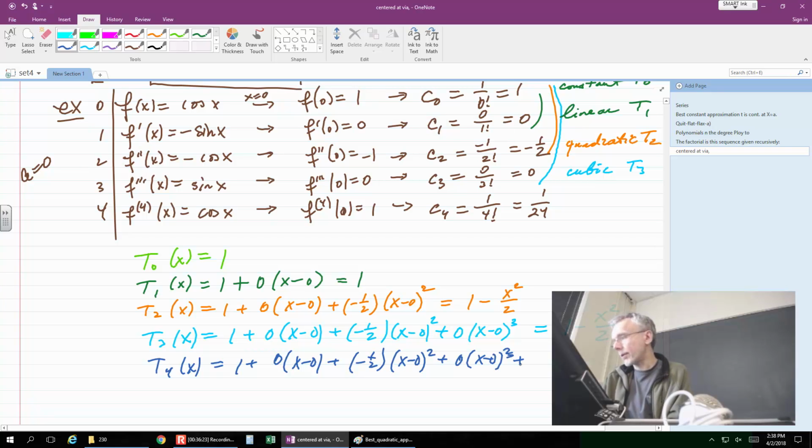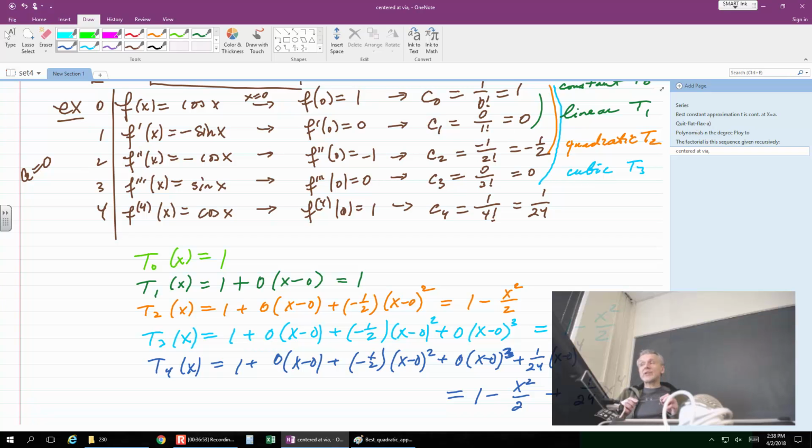Cubed, and the fourth is the coefficient 1/24, 1 over 24, times x minus 0 to the fourth power. Okay, so then the answer finally will be 1 minus x squared over 2 plus 1/24 x to the fourth power. So as you can see, adding the last term, even though it's a small term, you divide by 24, but it actually reverses the branches.